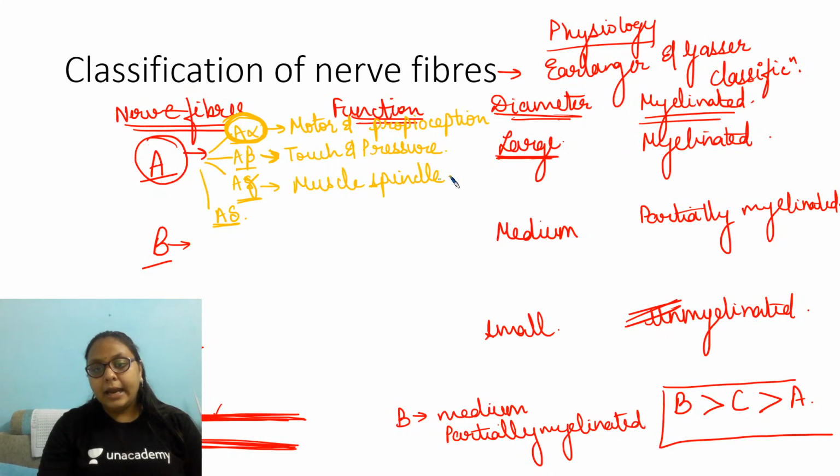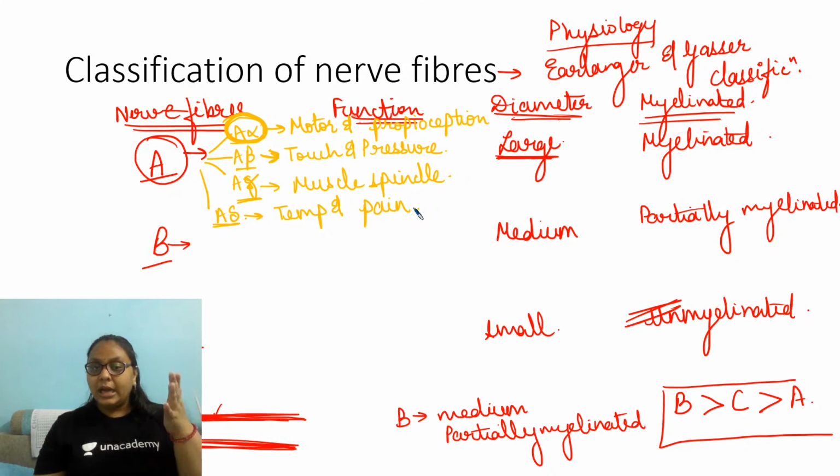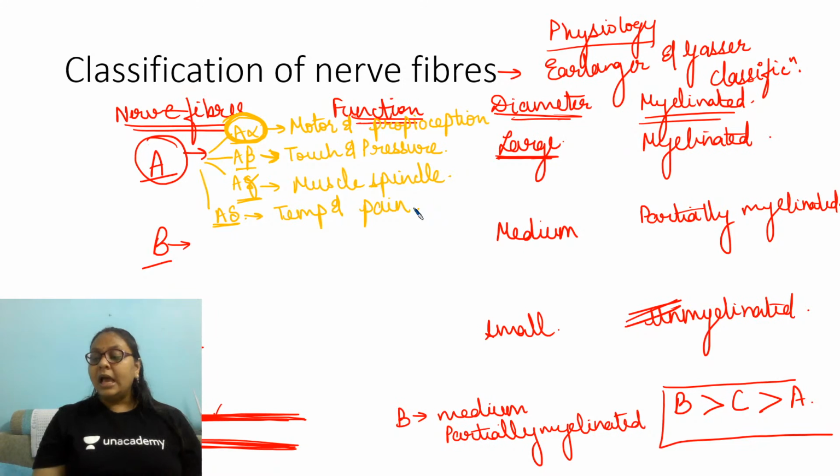Okay. And A delta, it is temperature and pain. Is it clear? So the A nerve fibers are in turn divided into A alpha, A beta, A gamma and A delta. A alpha is motor and proprioception. Then after that, touch and pressure. Gamma is muscle spindle and delta is temperature and pain.